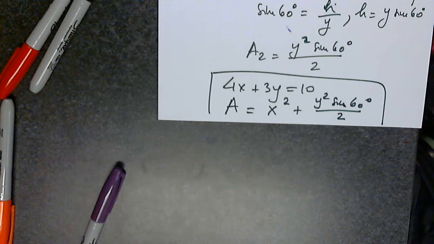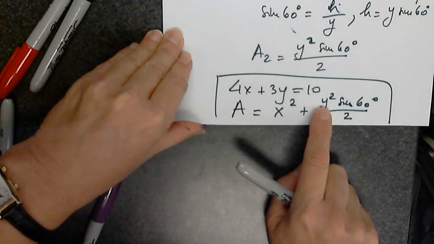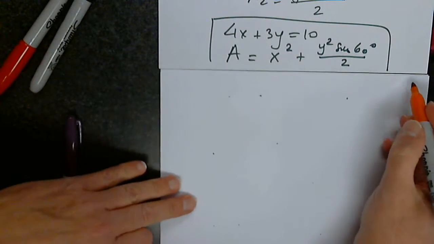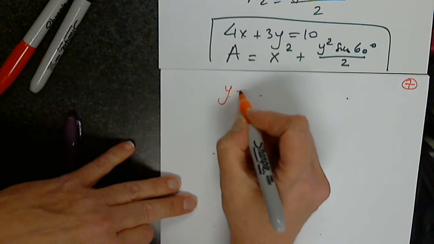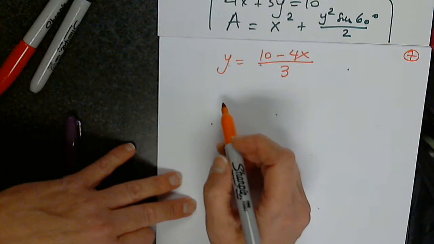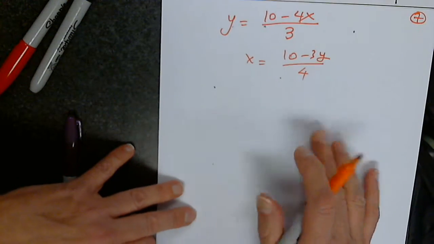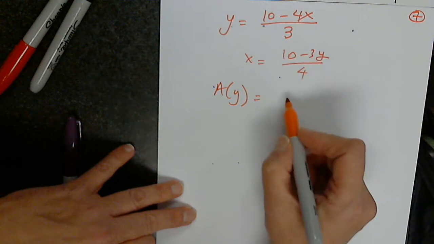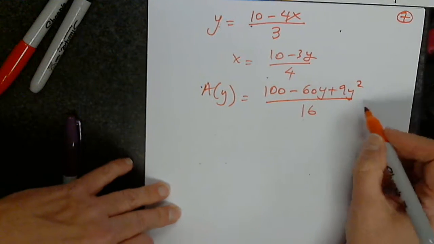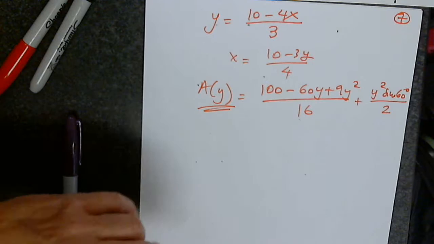Solve one for x and plug it into the other. Exactly. So I'll solve this one for y and plug in x. Because it's easier to plug in here than to plug in here and also have that. But it's the same, of course. There is no big difference. So from here, I'm going to say y equals 10 minus 4x divided by 3. That's not what I meant, of course. X equals 10 minus 3y over 4. So then A is a function of y. I'll square this. So I have 100 minus 60y plus 9y squared over 16 plus y squared sine 60 over 2. And now I can say this is a function with only one variable.